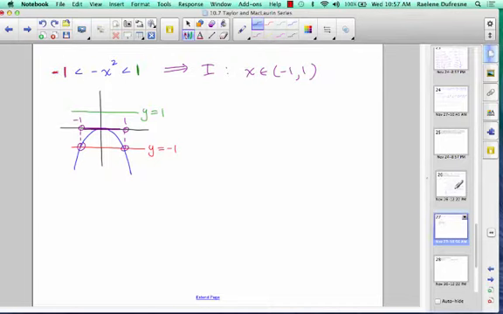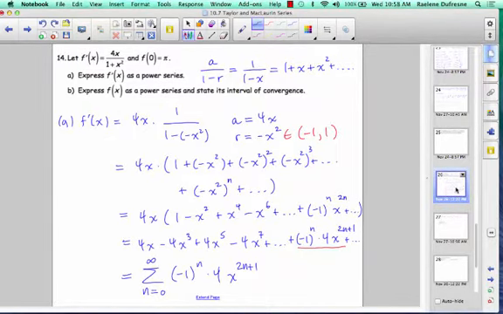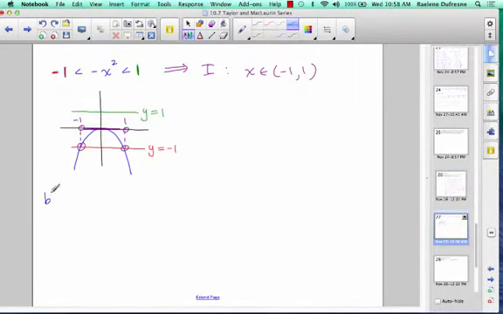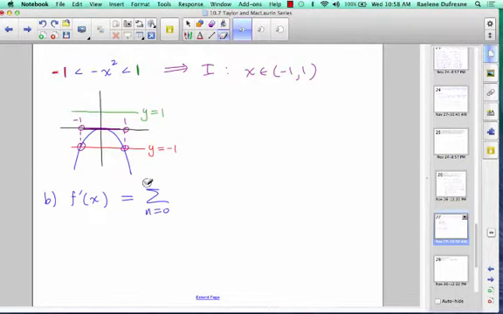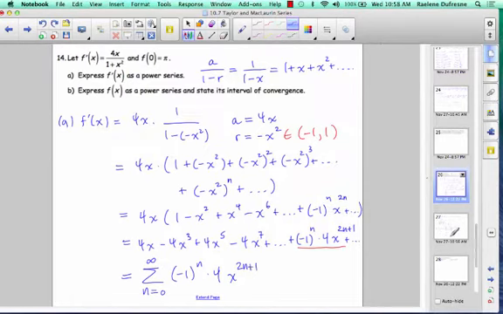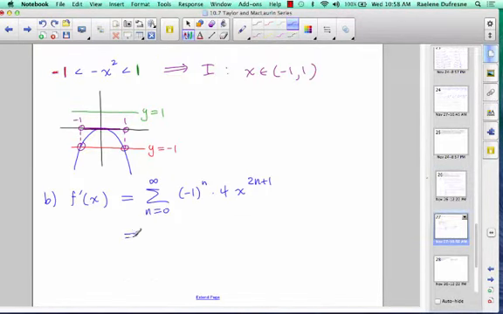So then in part B, the question asks to express f of x as a power series. Well, once we have the power series for f prime, we can integrate term by term to get the power series for f of x. So we take the summation notation for f prime, and we integrate with respect to x. Now, of course, when we integrate, we are going to get a constant of integration. And so our constant of integration, I will call it c.